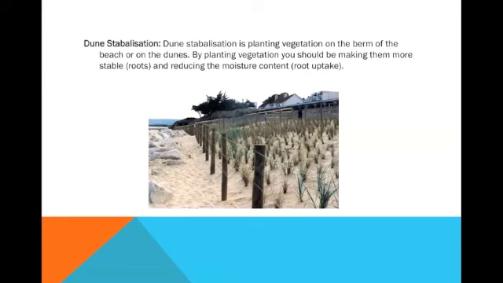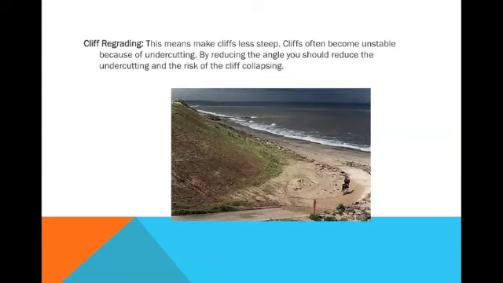So, dune stabilization. Dune stabilization is planting vegetation on the berm of the beach or on dunes. By planting vegetation, you should be making them more stable, the roots will make it stable, and also reducing the moisture content. So basically, if you plant stuff in dunes, then the sand is less likely to be blown away or something.